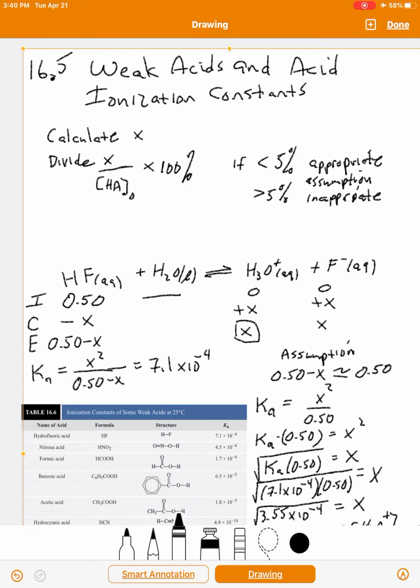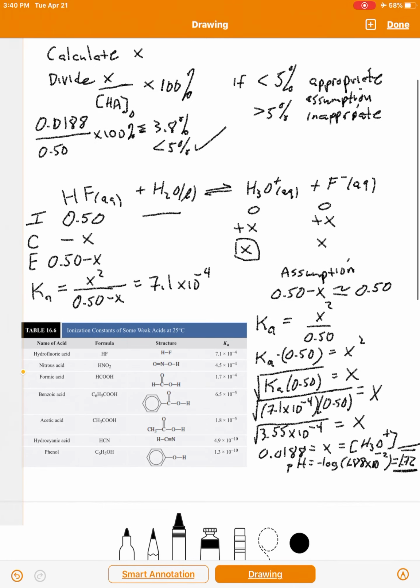What it said was you take X, you divide that by the initial concentration. So for X, we had 0.0188. Divide that by 0.50, and then multiply that by 100%. And it turns out if you do that, you get about 3.8%. 3.8% is less than 5%, so that means it's a good assumption. And so our answer, pH 1.72, would be the correct answer.